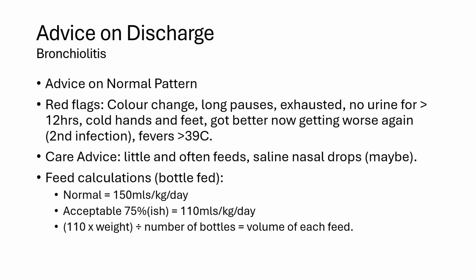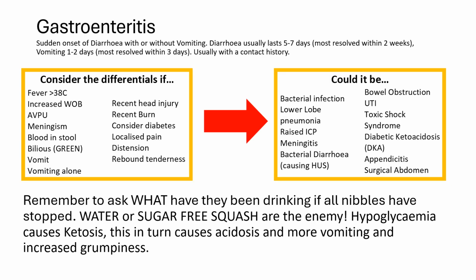At the bottom is the feed calculations that you can keep for your records to know what a normal feed volume and acceptable feed volume is and how to calculate it. Please note, significantly overfed children could be having 50% of feeds, which might actually be a normal feed volume for a child of their size.